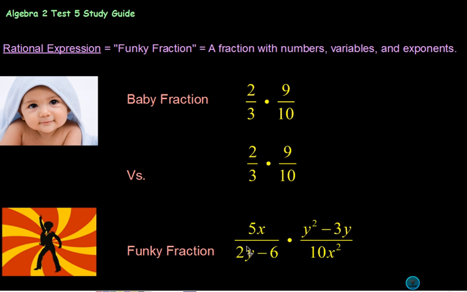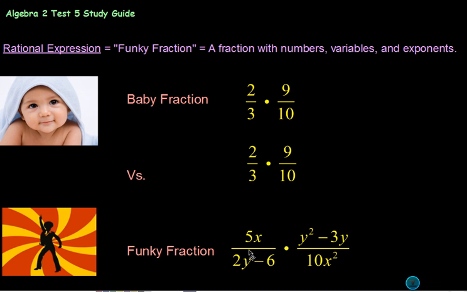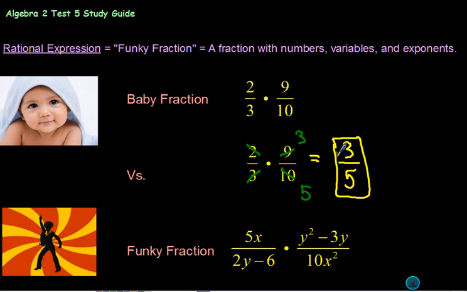Well, before we try to start multiplying something that looks like this, let's remind ourselves, how do you multiply baby fractions? One thing that you can do is cross-cancel. So what we do with that is you'd say, okay, well, 2 goes into 10 5 times, right? And 3 goes into 9 3 times. And then whatever's left over would be your answer. What's left over there would be 3 over 5. That would be your answer.